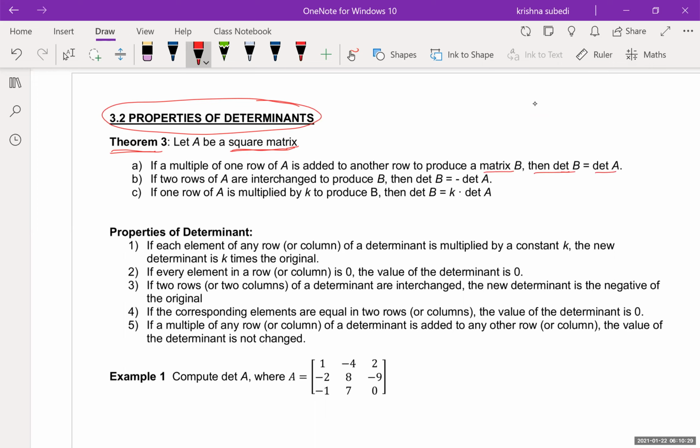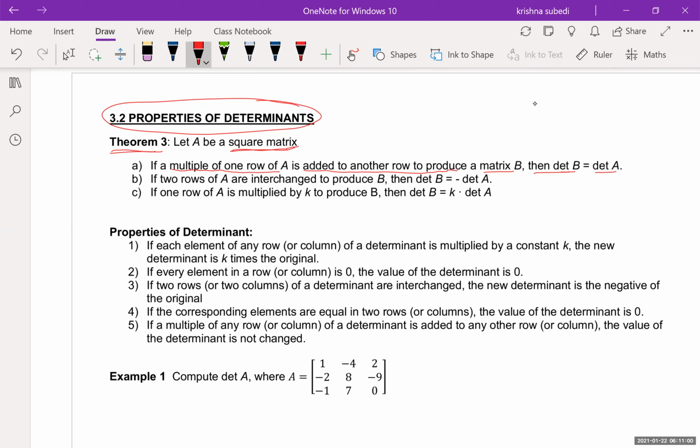What it means is we are allowed to do the row operation in determinant as well, and the determinant will be the same. So the row operation that we did earlier, that is allowed. What kind of row operation? If a multiple of one row of A is added to another row, that is the operation which is allowed.